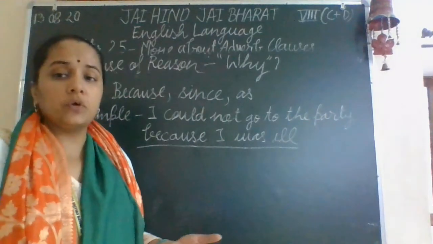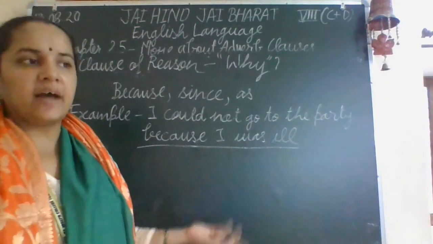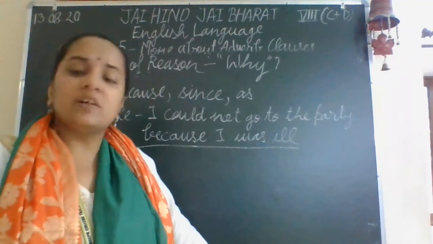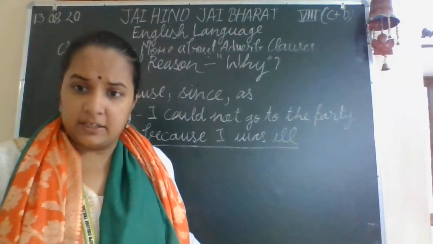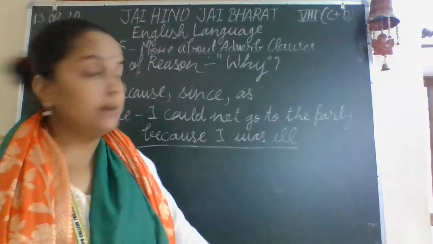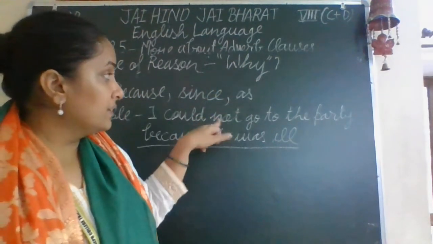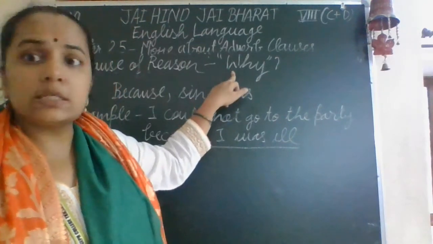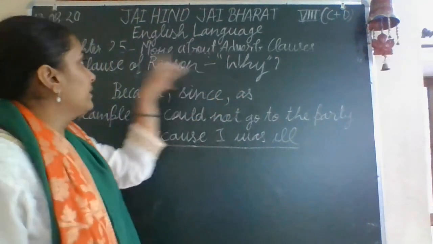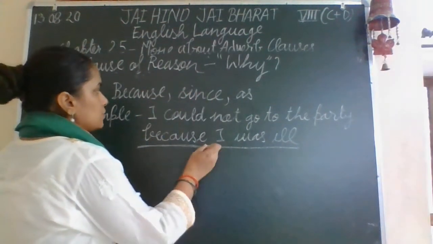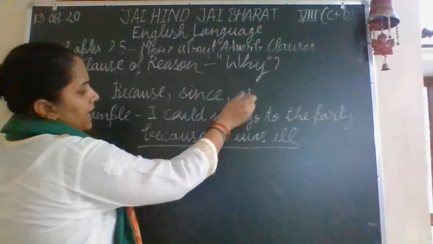Suppose you are going to ask someone why the person did not come for the party, what would you ask? Your question will be, why did not you come to the party? So here what comes? Why? And in this sentence, you are answering this why. That is why it is the clause of reason and the terms used are because, since, as.